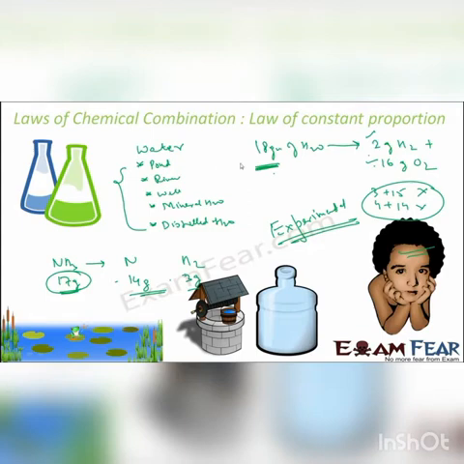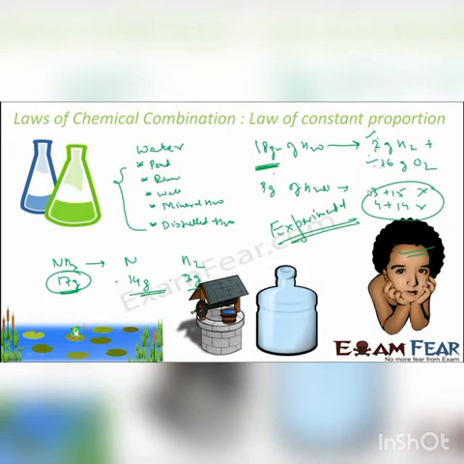You take any 18 grams of water, you will get 2 grams of hydrogen, 16 grams of oxygen. Or you take 9 grams of water, then you will get 1 gram of hydrogen and 8 grams of oxygen. Obviously, you divide everything by 2. The same ratio will hold true. If you take 100 grams of water, you will get 2 by 18 into 100 grams of hydrogen and 16 by 18 into 100 grams of oxygen. The math will all be the same, but this proportion, 16 by 2, is always maintained.